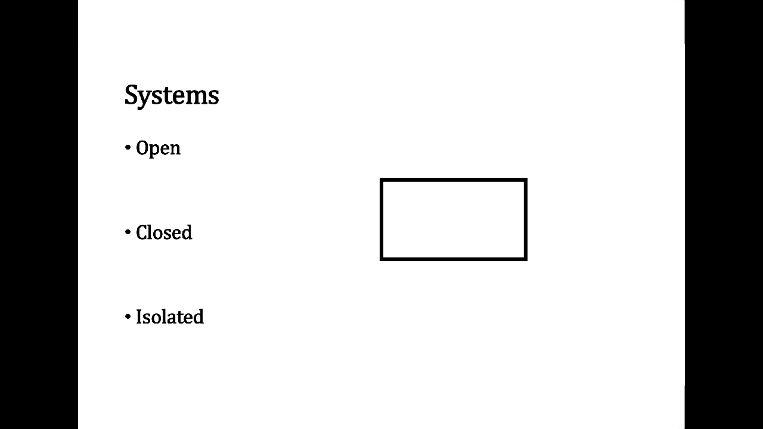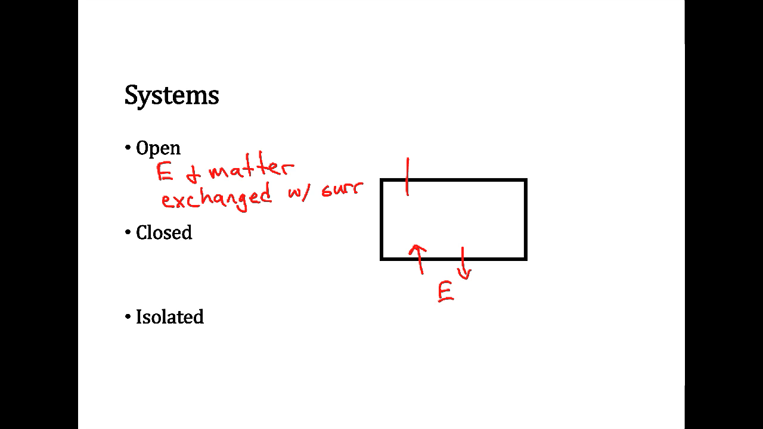The first system is an open system. An open system is one that will exchange energy and matter with its surroundings. What I mean by that is, if you consider boiling a beaker of water, energy is going to be transferred to and from the beaker, but we'll also have matter that is allowed to enter and escape. So that's an example of an open system.